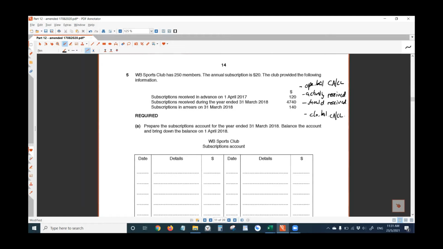Remember, you are always given 3 out of the 4 elements, and then you have to find the one missing element yourself. But in this question, they have given you all 4 elements. This is something very rare where they give you all 4 items.